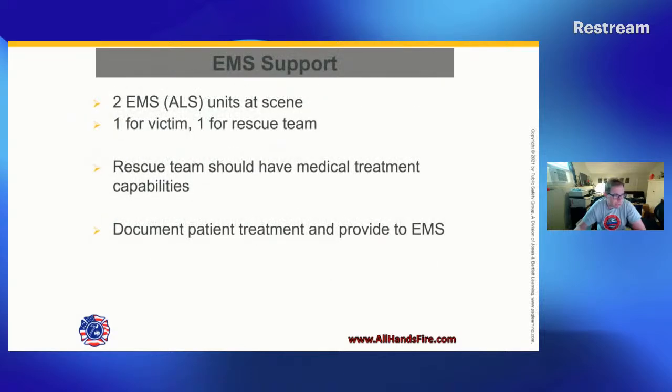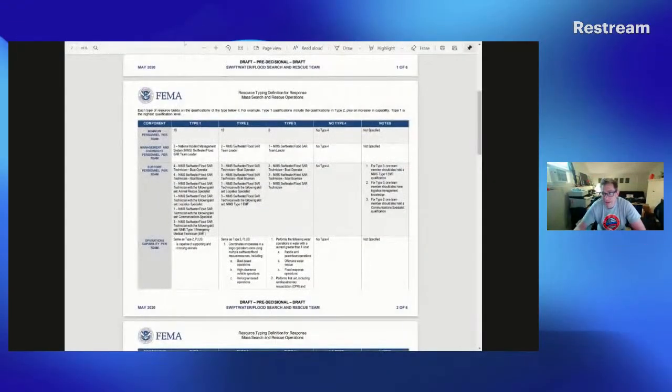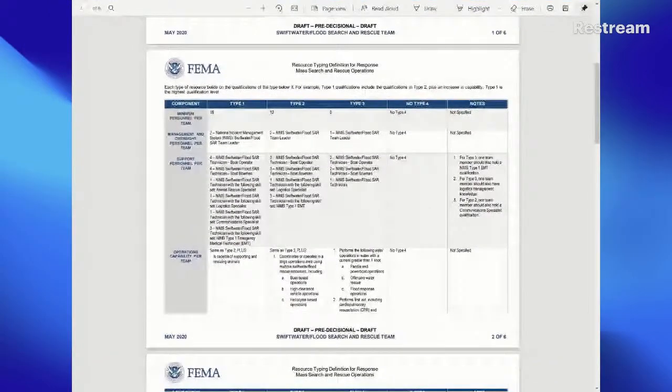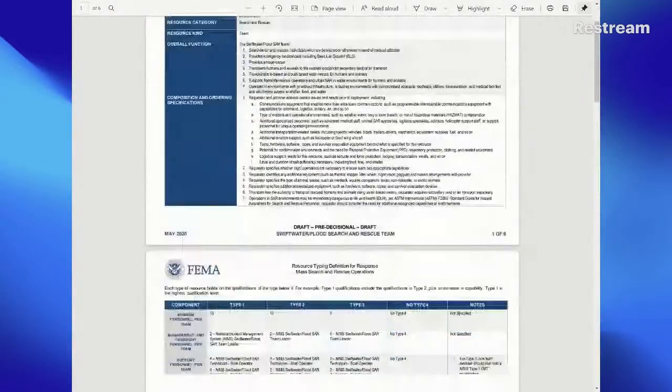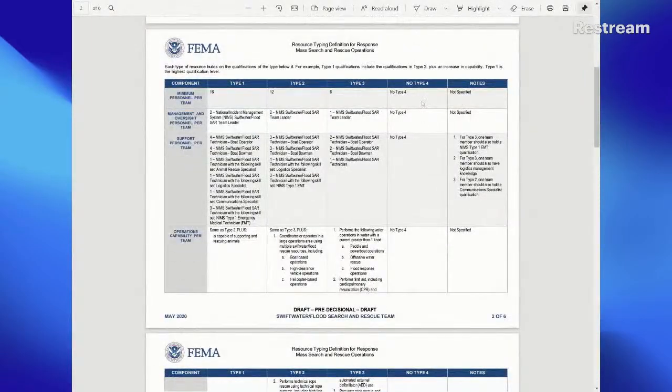When we're going, 2 EMS, one for them, one for us. We should have a certain amount of medical treatment capabilities. And if you don't know what treatment capabilities you should have, go to your team typing lists. We have this data available to us. So as we're going through, if I want to be a type 3 team, we can look and say, hey, for type 3, one team member should also be an EMT.